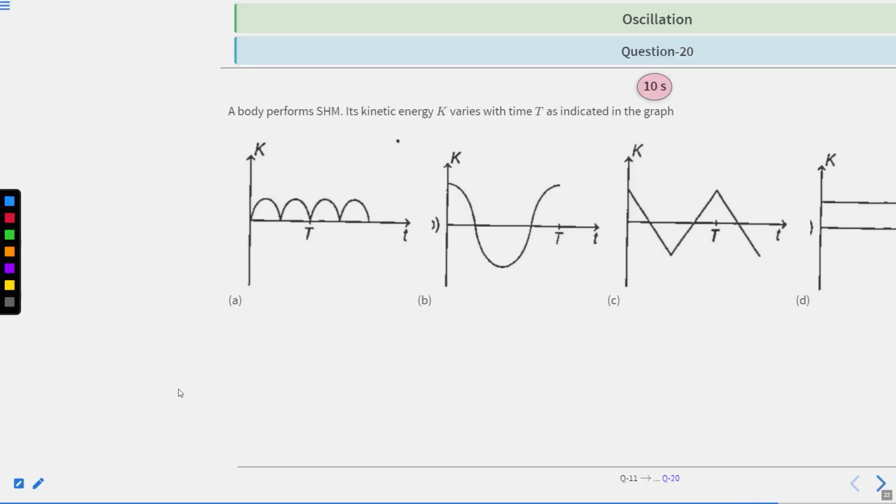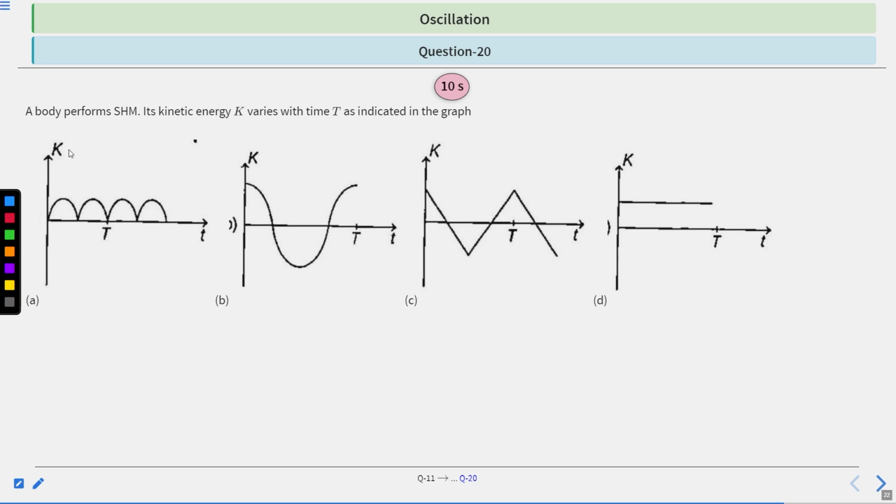Question 20. A body performs SHM, simple harmonic motion. Its kinetic energy K varies with time t, as indicated in this graph. Which option is correct: option A, option B, option C, option D? You have 10 seconds to solve this question. After 10 seconds, we will provide the solution.